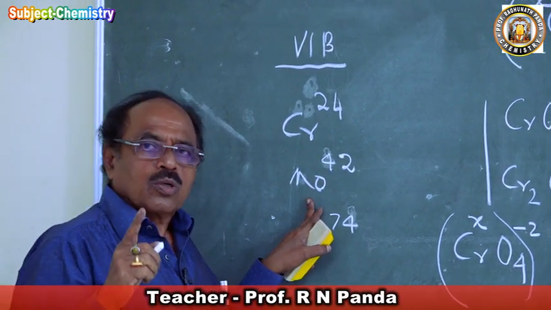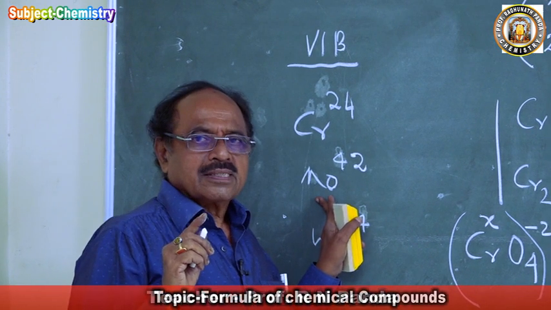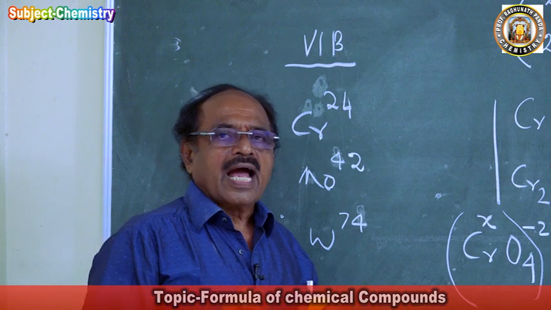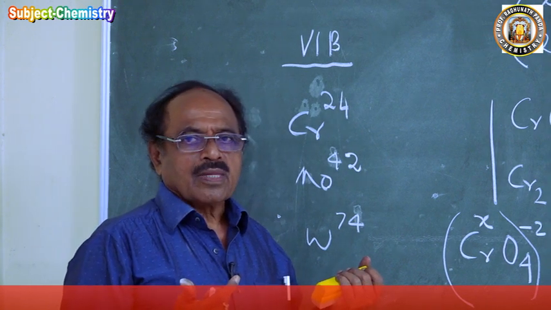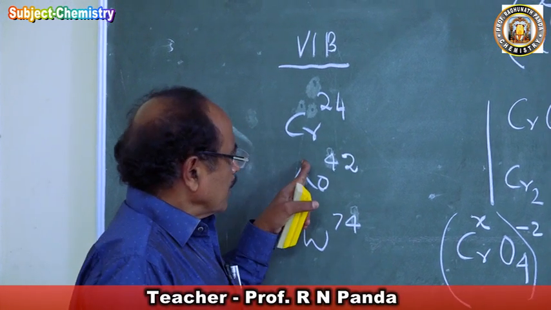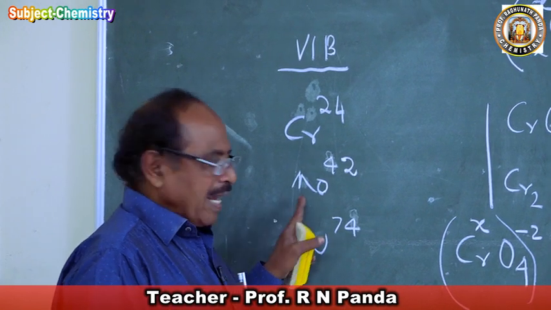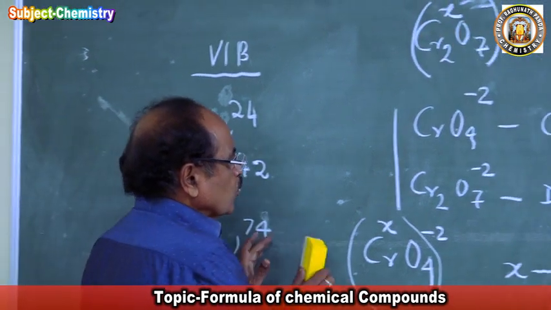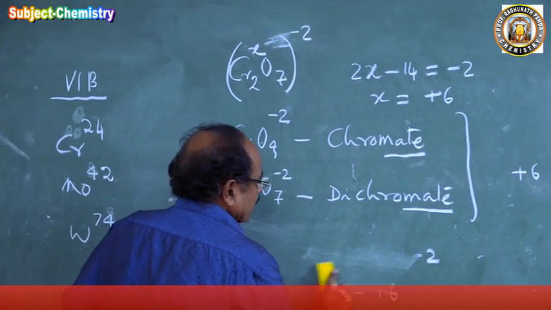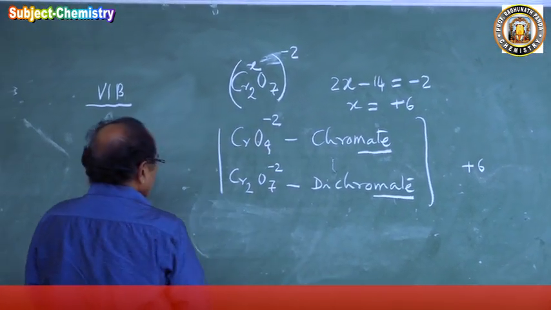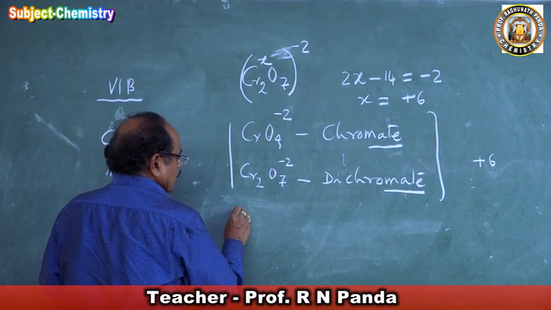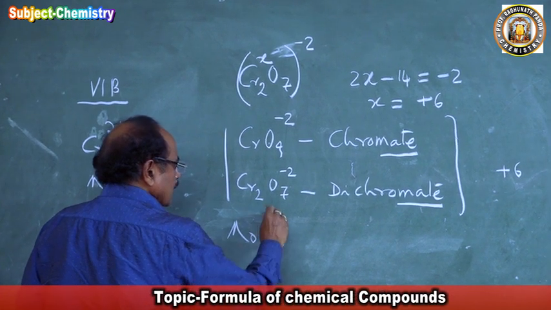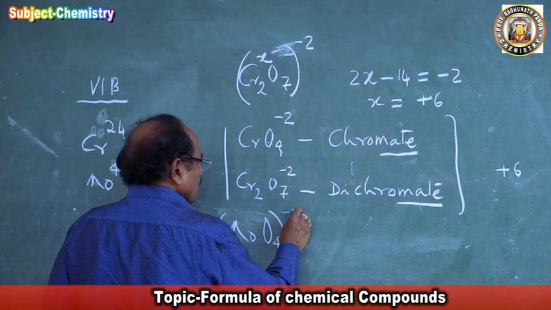So I told you what is a group? The elements belonging to a group have similar physical and chemical properties. Chromium, molybdenum and tungsten, they will form the same type of radical. Since chromium is forming chromate -2, now let's come to molybdenum. So molybdenum will form MoO4 -2. This is called molybdate.